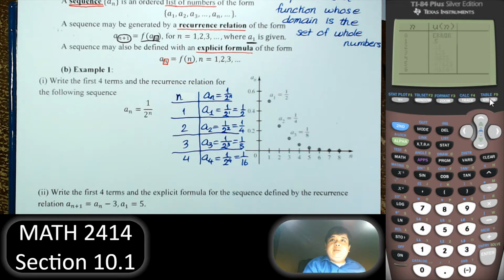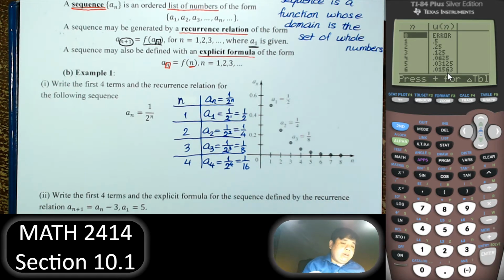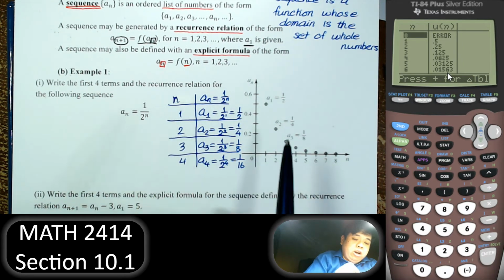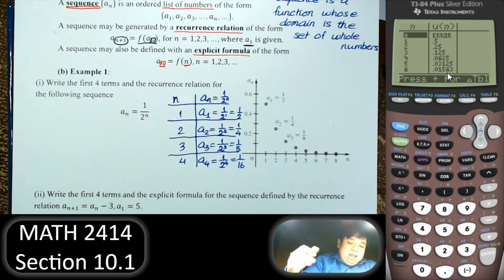Second table, and it gives us the same thing. Right, and convert to fraction, no big deal. So those are the first 4 terms. Very easy, but I just want to show you how we use the calculator. Alright, how do we get the recurrence relation? Now let's just write that in terms of a sequence, like a list.